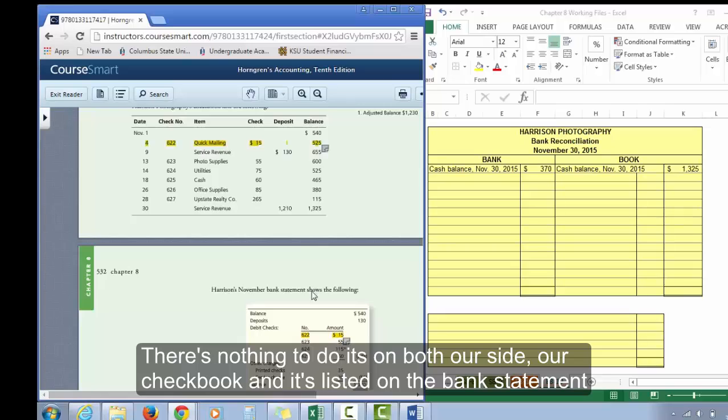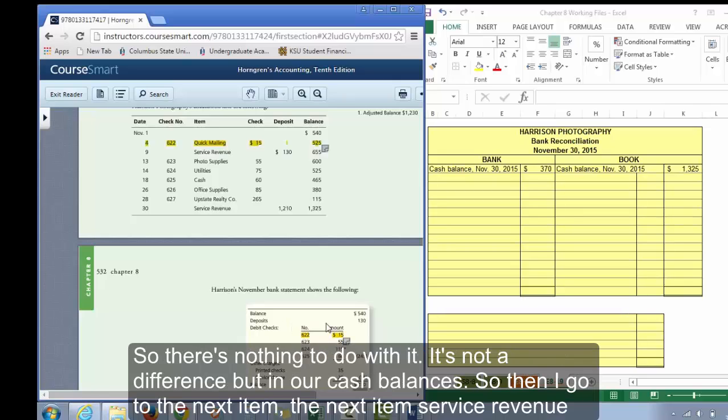So there's nothing to do. It's on both our side, so on our checkbook, on our books, and it's listed on the bank statement. So there's nothing to do with it. It's not a difference in our cash balances. So then I'm going to go to the next item.